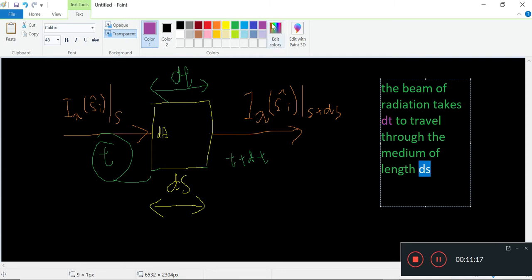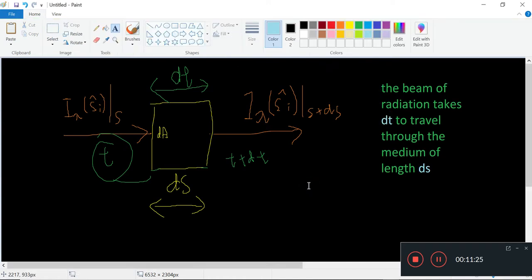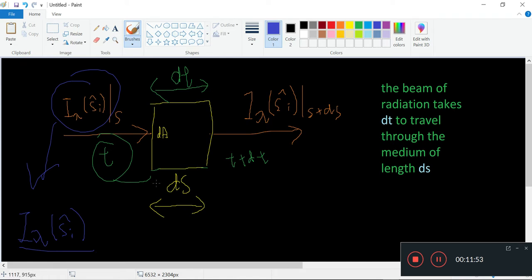And that makes sense, doesn't it? If this radiation was a function of time, then we'll have kind of an issue, because if it takes very long to travel through this system, let's say it takes 10 hours to travel through this system, then what will happen?